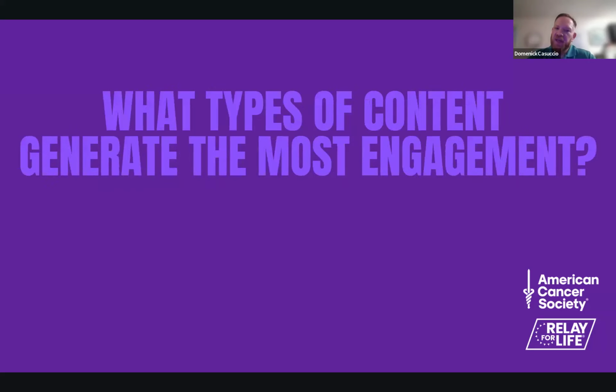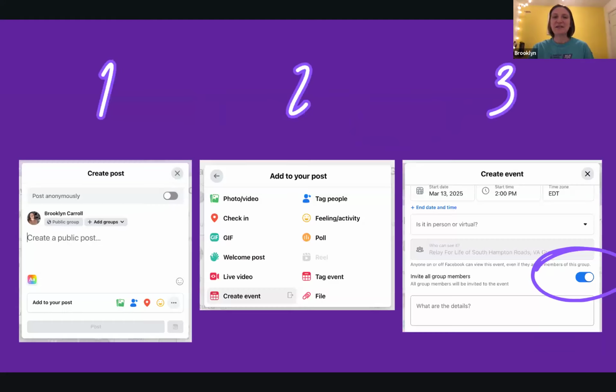And now to Brooklyn. What types of content generate the most engagement? Yes. As already mentioned earlier, user generated, so member generated content gets a lot of engagement. I think part of that is because maybe it's your friend posting in the group, and it's like, oh, there's my friend, I'm gonna like it. So I think member generated content does great. Remember, as we just discussed, to actually like and engage with it.